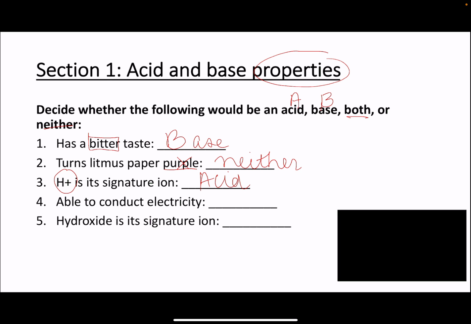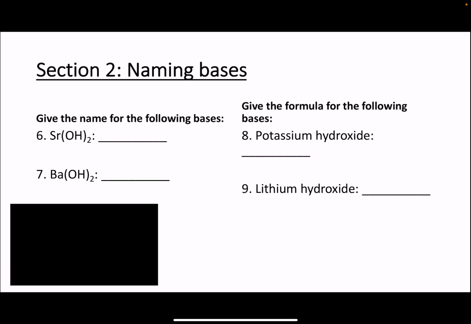Able to conduct electricity, that would be both. They are both electrolytes. And hydroxide, aka OH, is its signature ion. That's going to be our base, and that's when we see some cation and then OH for it.